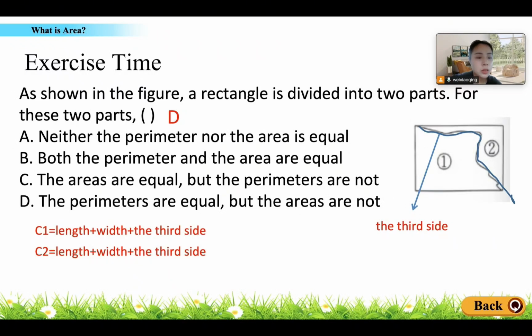According to the definition of area, the size of the surface of a closed figure is its area. So the area of part 1 is larger than part 2. The answer is D.